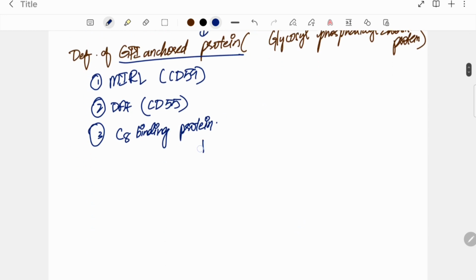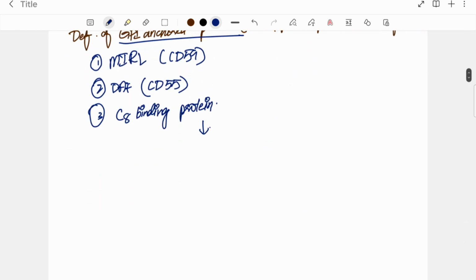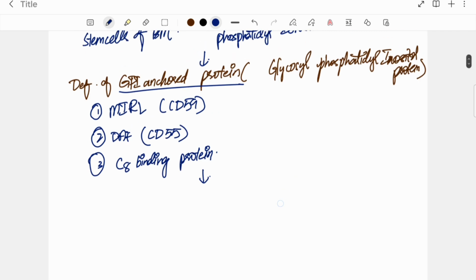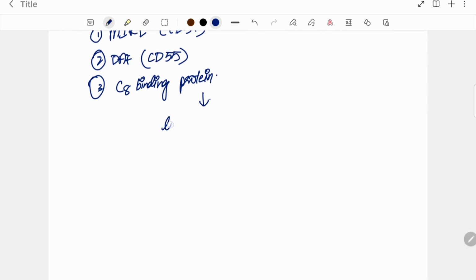So what do these GPI anchor proteins do? They inhibit complement activation on the surface of the blood cells. Because these become deficient, there will be no complement inhibition on the surface of the blood cells. Therefore, lysis of the blood cells will happen. Lysis of the blood cells is seen.